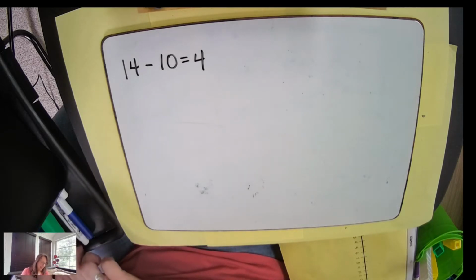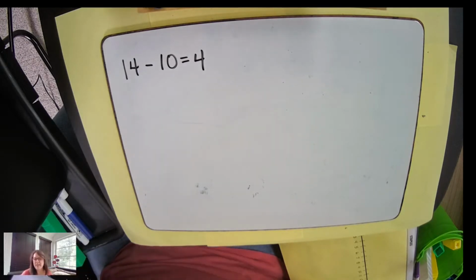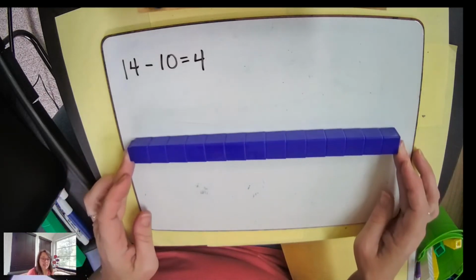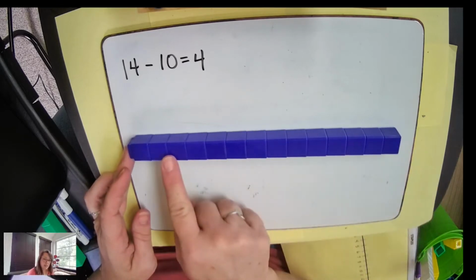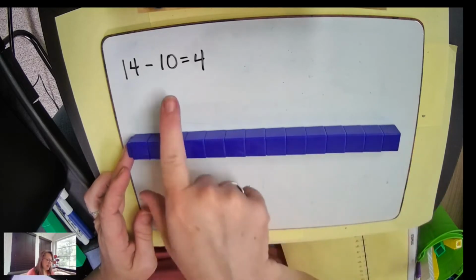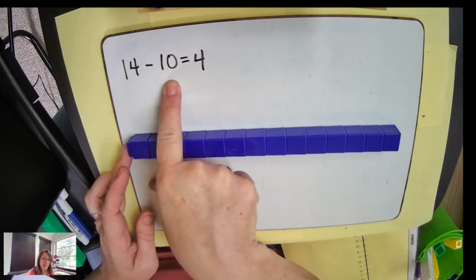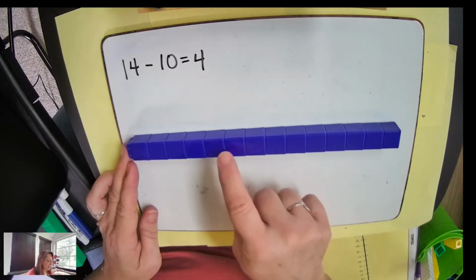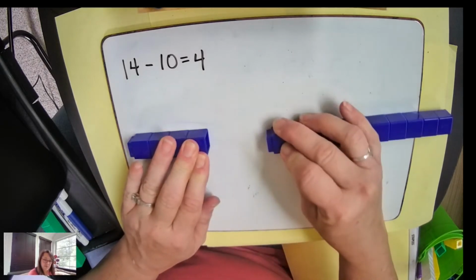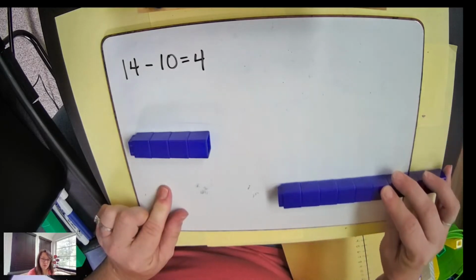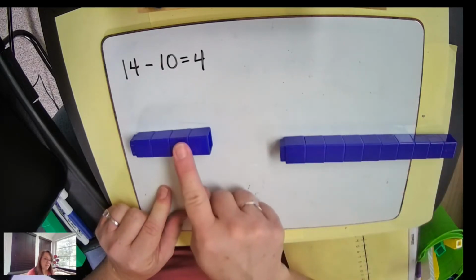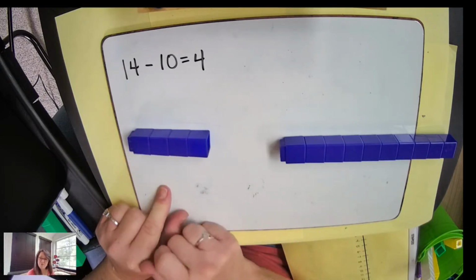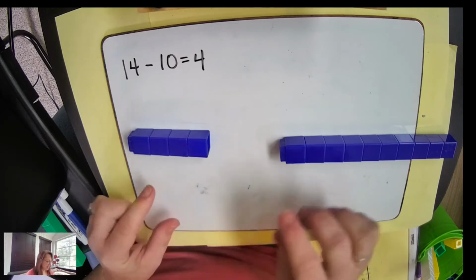Okay, Nikki. Nikki said that she just thought about it this way. She said, I was thinking, if I have 14 of something, this is 14, and I was just going to take away 10, 1, 2, 3, 4, 5, 6, 7, 8, 9, 10. Here she took away 10. Then I'm just left with 4. 1, 2, 3, 4. Very good.